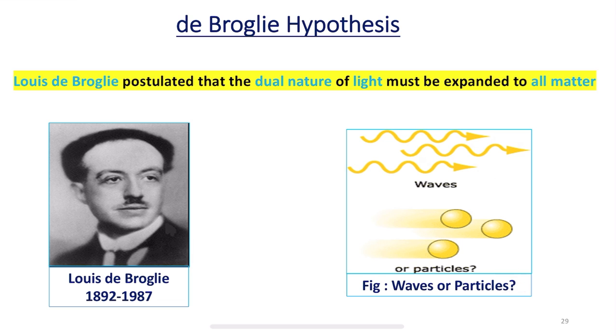Waves or particles, we cannot distinguish; it has both, a dual nature. All particles, all objects, including microscopic as well as macroscopic objects, act as waves as well as possess particle nature. So this was the hypothesis, proposed by Louis de Broglie in the year 1924.